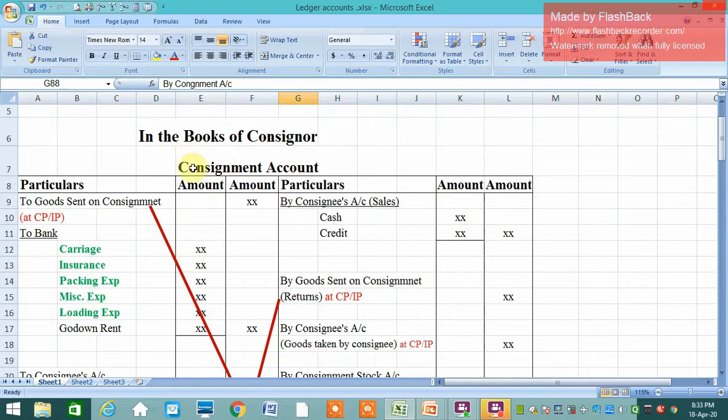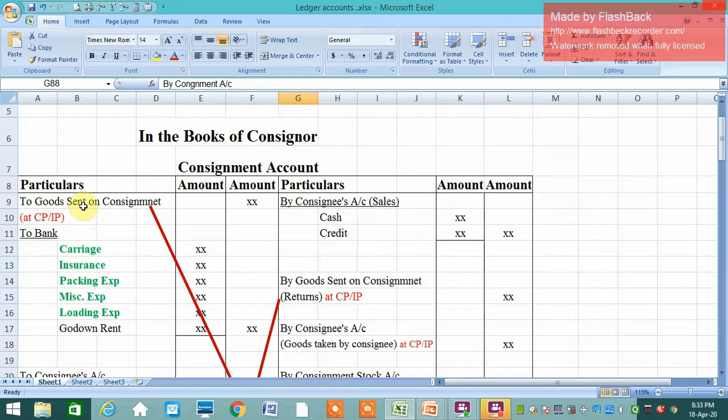Students, the consignment account is a nominal account. You can treat this account as a trading account. Just like on the trading account's debit side we write all expenses, and on the credit side we write sales, returns, then goods taken over by proprietor, then closing stock. In the same way, students, here also you are going to do the postings. Now we'll start with the debit side.